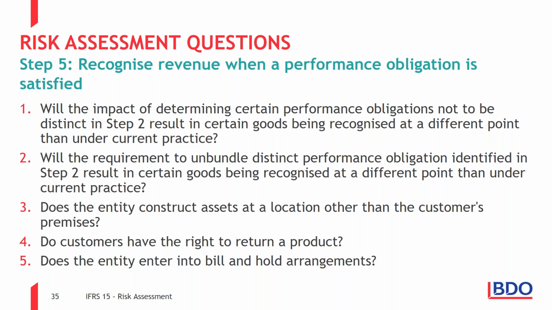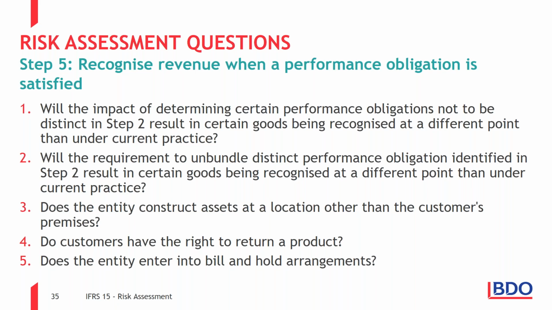Question 3, does the entity construct assets at a location other than the customer's premises? So do we construct assets at our location? Because then we're not meeting that second step in our decision tree. Do customers have the right to return a product? And the fifth one, do we enter into bill and hold arrangements? Because questions 4 and 5, all of that has some impact on what is the point at which we can recognize revenue.